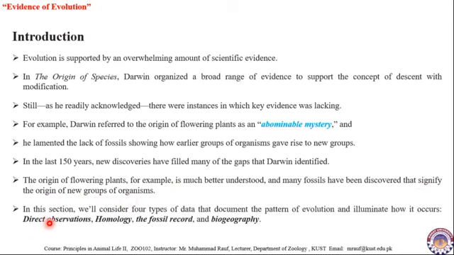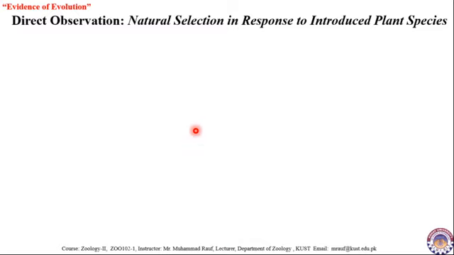In this section, we will consider four types of data that document the pattern of evolution and illuminate how it occurs. The first one is direct observation, then homology, the fossil record, and biogeography. So the first one is direct observation: natural selection in response to introduced species.